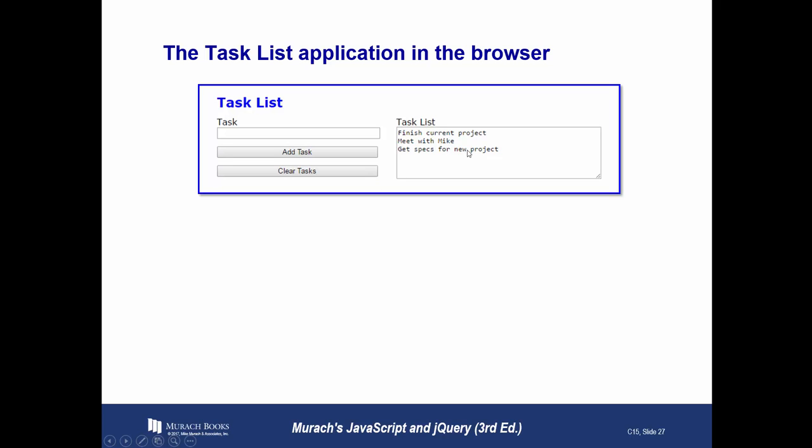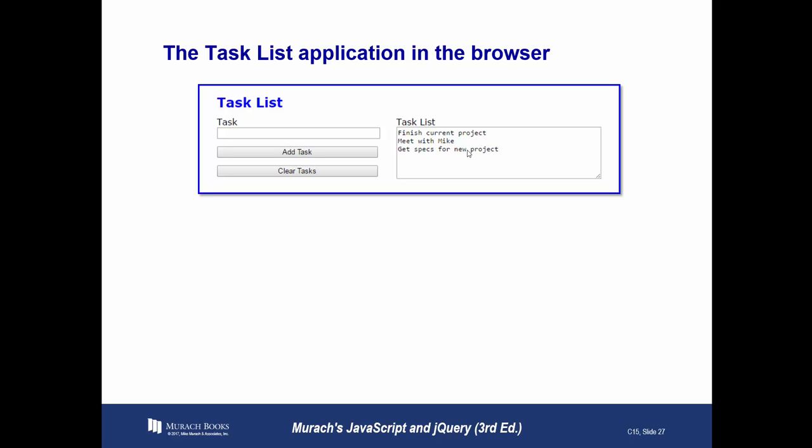So the task list application lets the user build a list of tasks to be done and displays the tasks in a text area element. The user can add new tasks to the list or clear out all of the tasks. The tasks are stored in a persistent cookie on the user's browser. So this is the user interface. The text box and the two buttons let the user add and delete tasks, and the task list is displayed in the text area element.